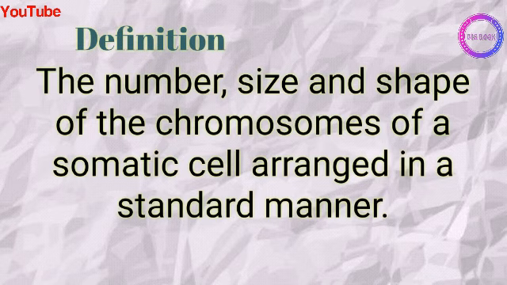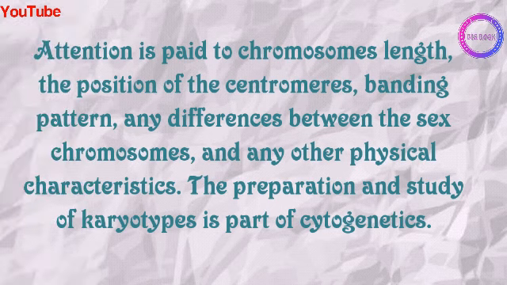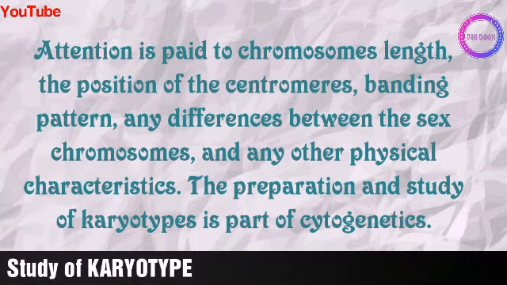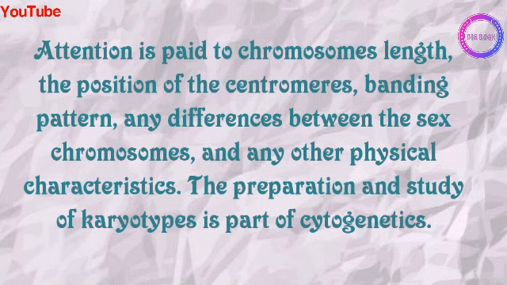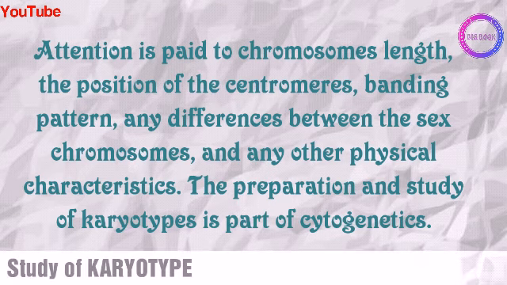Coming to the next slide, attention is paid to chromosome length, the position of the centromeres, banding pattern, any differences between the sex chromosomes and any other physical characteristics. The preparation and study of karyotypes is part of cytogenetics. In this slide, the homologous chromosomes have to be arranged according to length and the position of the centromeres.